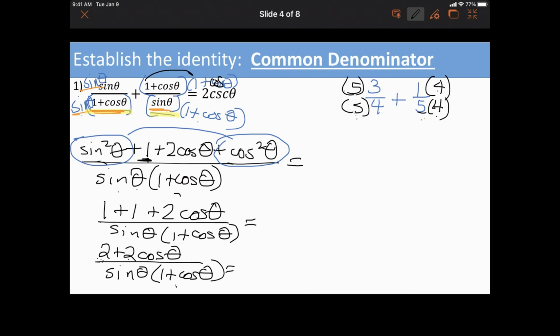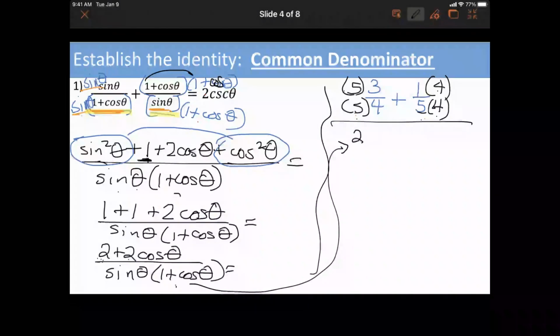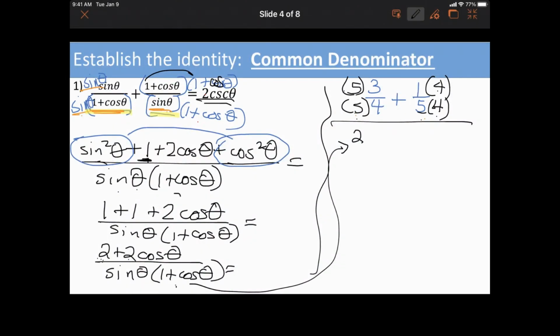Excellent. So I'm going to just move that up here. So I'm going to factor out. So 2 cosecant is still on the right side. So factoring that out.